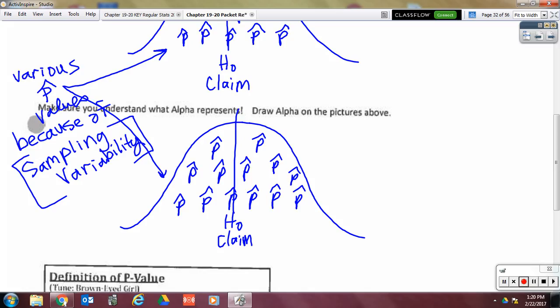Now, it's reasonable to get something a little different. It's not okay to get something that is way too different. What is way too different in our normal model? Outliers. What would be considered an outlier? There you go. More than 2 standard deviations away.